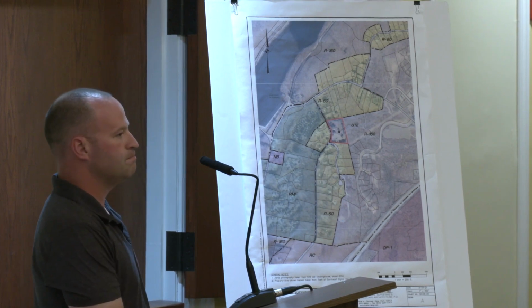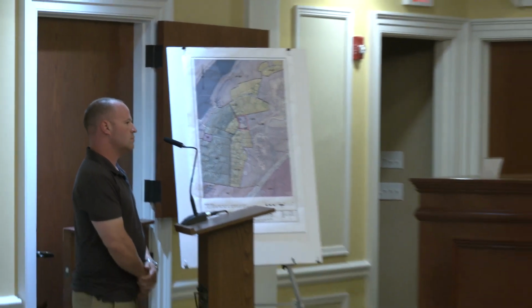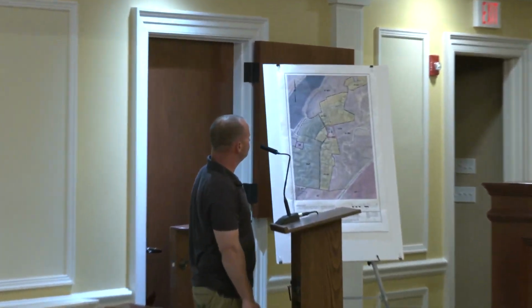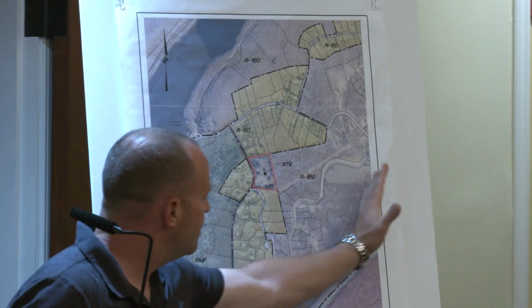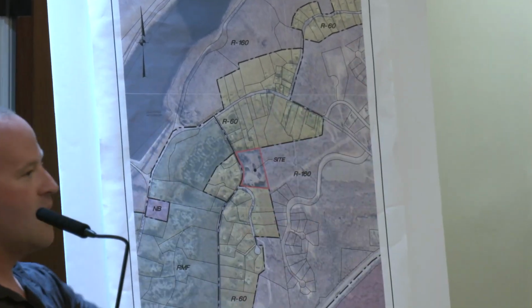Answer your question, Will? Yeah, I'm a little bit unclear. So the yellow is R60, right? Yes. And the red box, that's his property. The property in question. R60 above him, below him, and to the West. R160? Yeah. R160 is... So you do abut the R160?